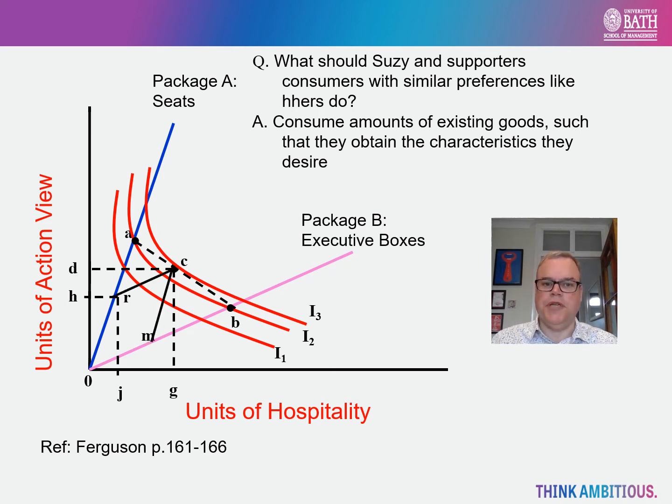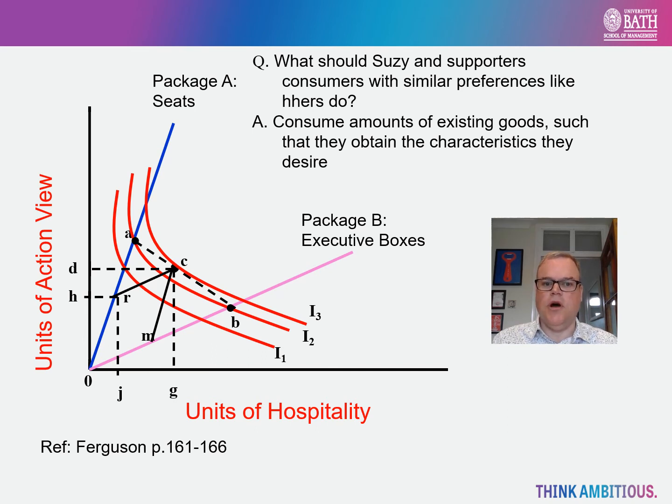One solution for Susie is to alternate between both packages, possibly sitting in the stands one week and then enjoying the executive box the following week. In this case, Susie might first choose package A, which is a seat in the stands, and consume OJ units of hospitality and OH units of action view until she reaches point R. She will then switch to the executive box and consume HD units of action view and JG units of hospitality. This enables her to reach point C, which is her optimal point.